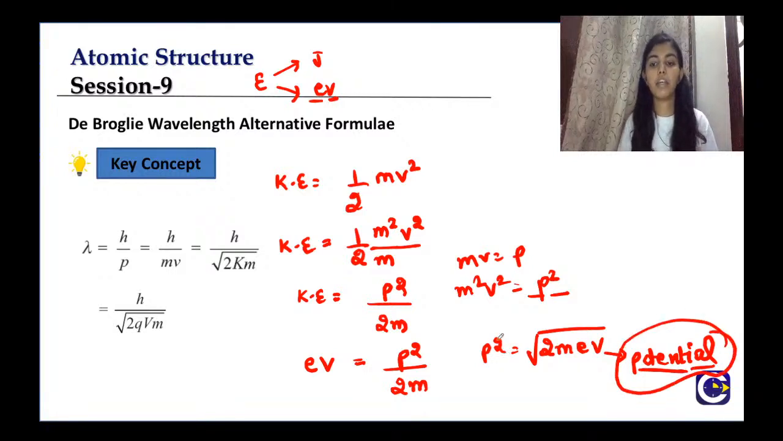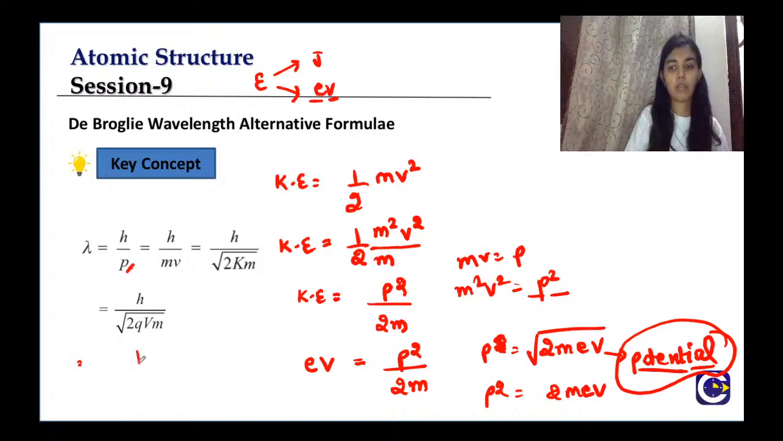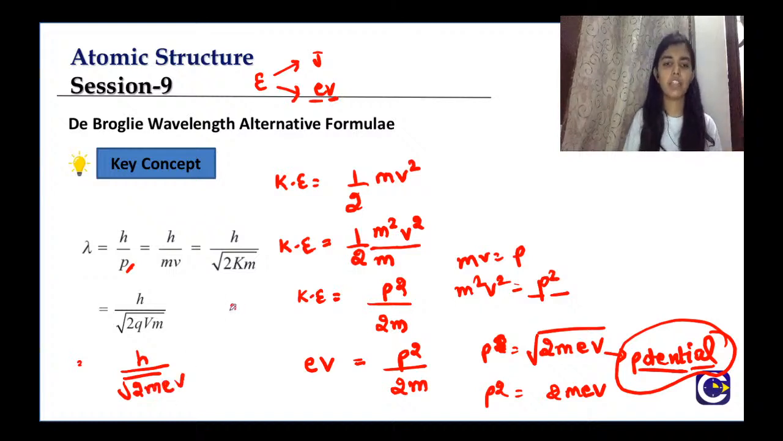So this becomes what? p equals root 2 meV, because p square was equal to 2 meV, where V is the potential, e is the charge, m is the mass. So p can be written as root 2 meV. So instead of p, I would write root of 2 meV or 2 mqV. You can depict charge as q or e, whatever you wish. Okay, so e is the charge or q is the charge.